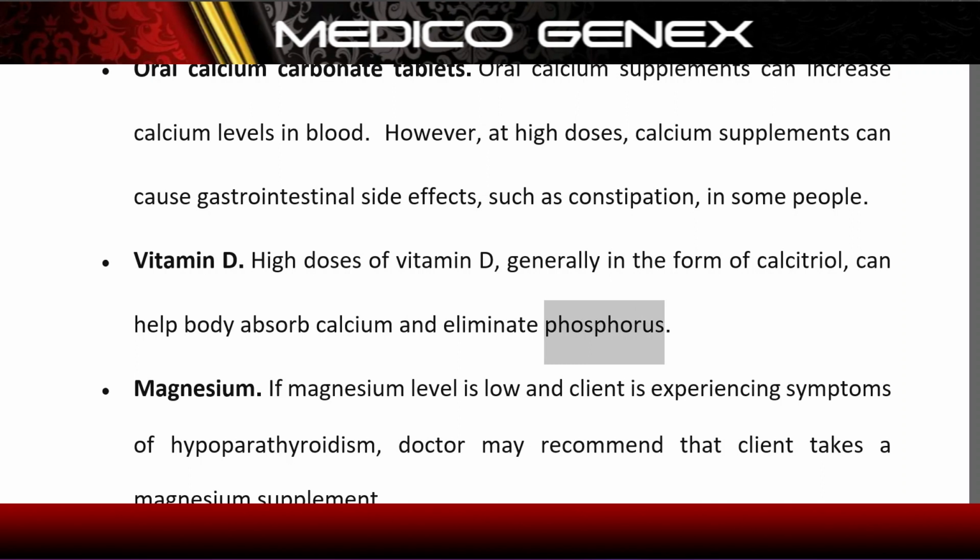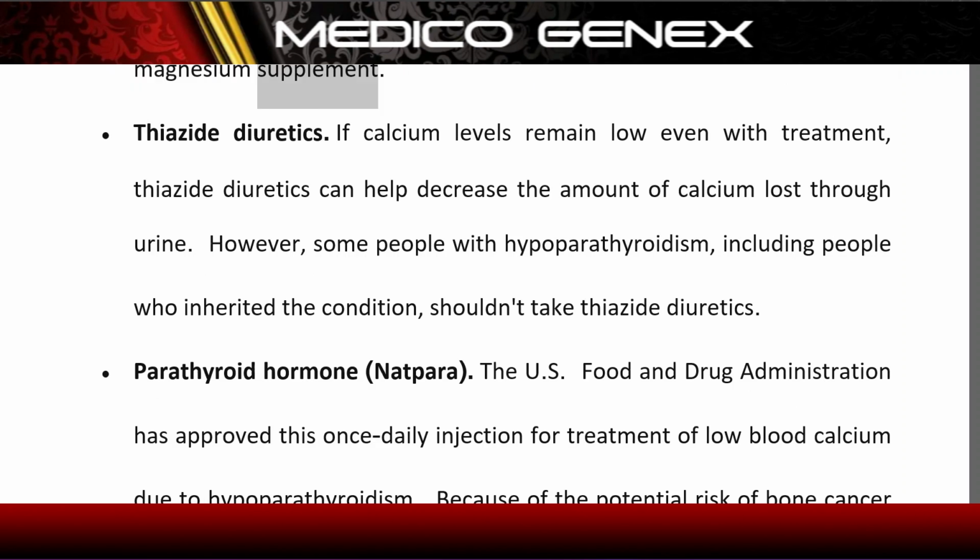Vitamin D. High doses of vitamin D, generally in the form of calcitriol, can help the body absorb calcium and eliminate phosphorus. Magnesium. If magnesium level is low and client is experiencing symptoms of hypoparathyroidism, doctor may recommend that client takes a magnesium supplement. Thiazide diuretics. If calcium levels remain low even with treatment, thiazide diuretics can help decrease the amount of calcium lost through urine.